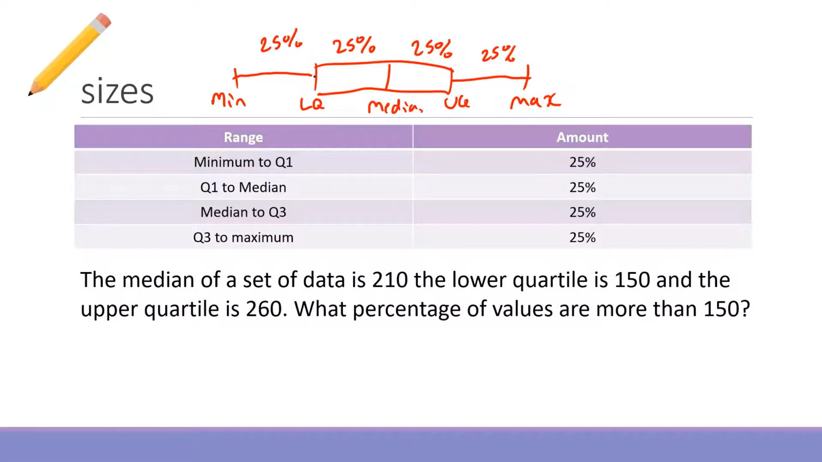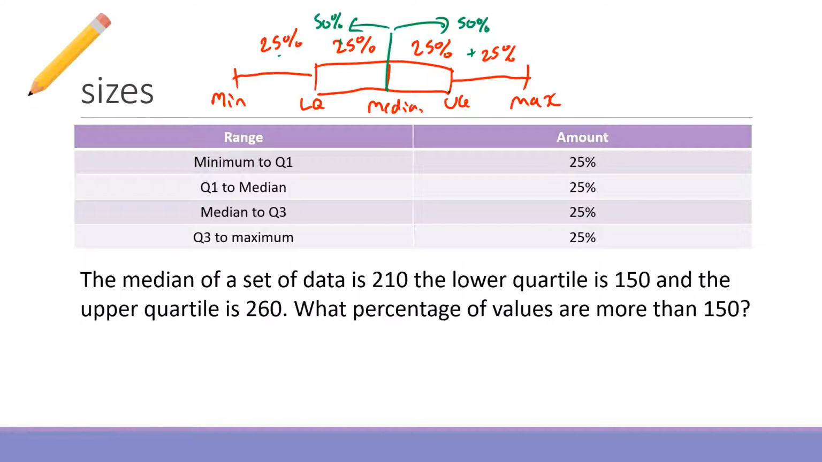Now, it does seem a bit obvious, right? Maybe it doesn't, so I really need to stop saying that. But if you go 25 plus 25, that means below the median represents 50%. And 25 plus 25 means above the median is 50%.